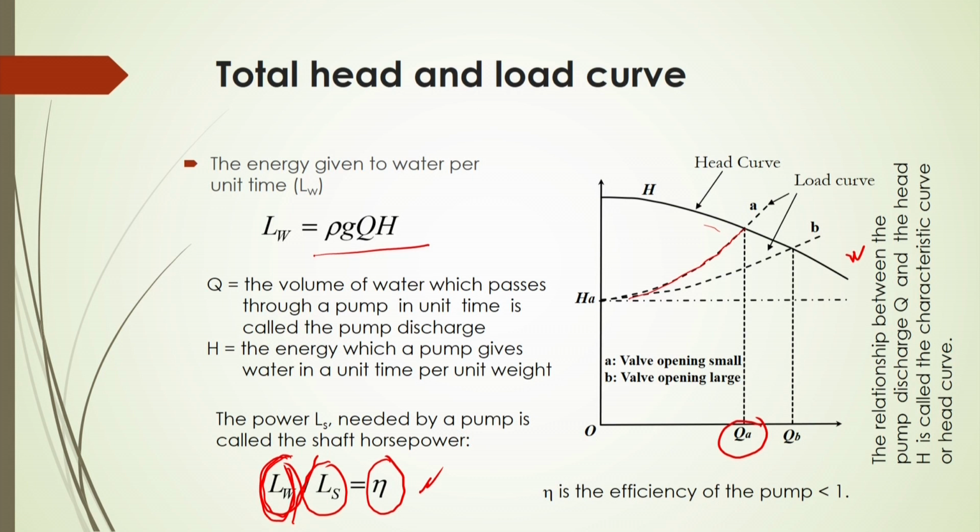So, the relationship between the pump discharge Q and the head H is called the characteristic curve, or head curve. From this head curve you can easily calculate, if you know the discharge per unit time, what the head given by the pump should be, and you can also calculate the efficiency of the pump.